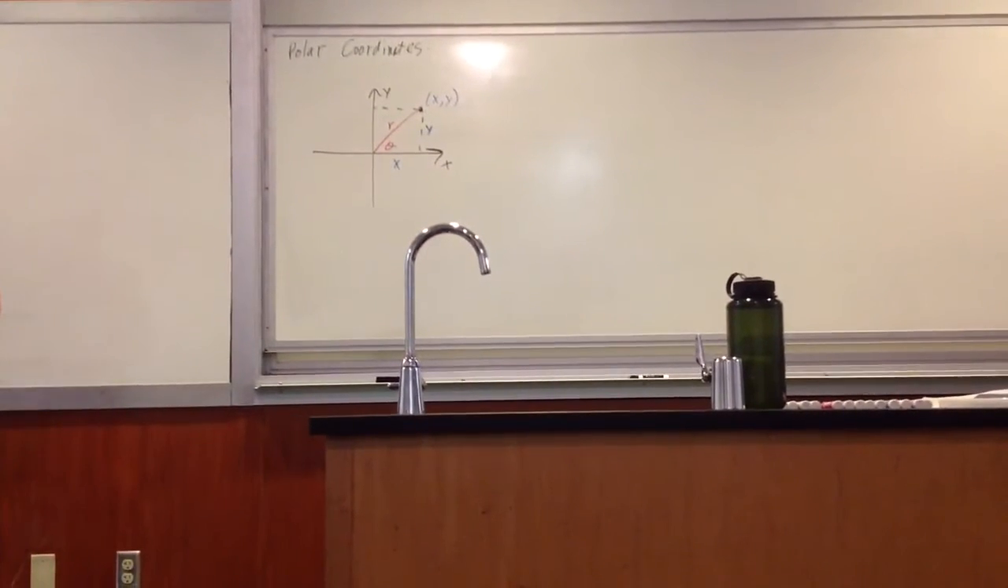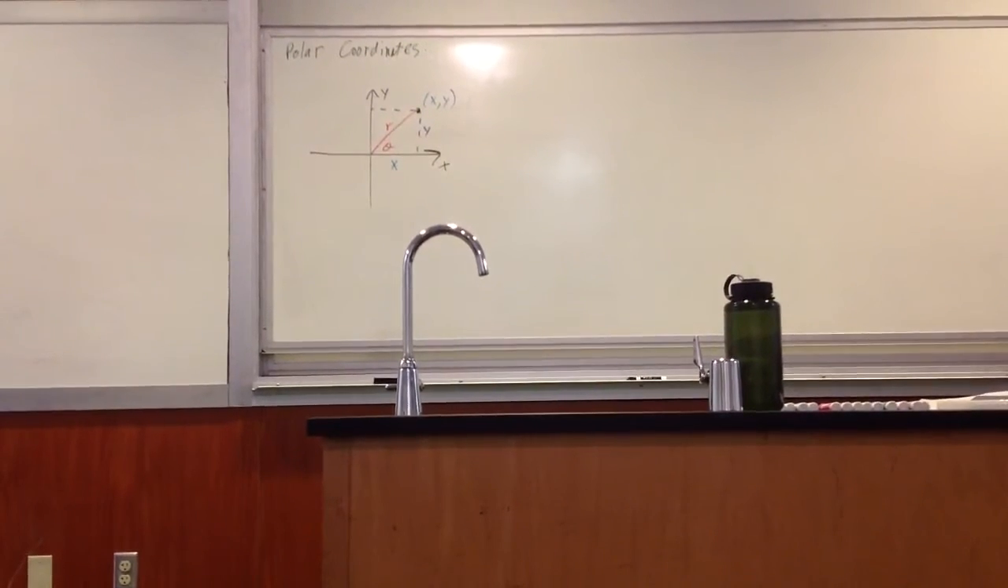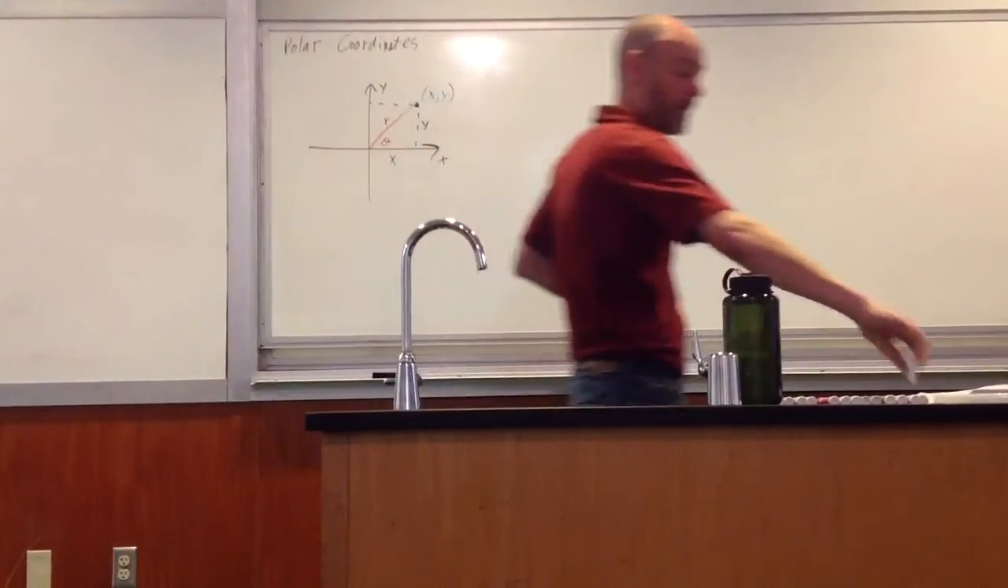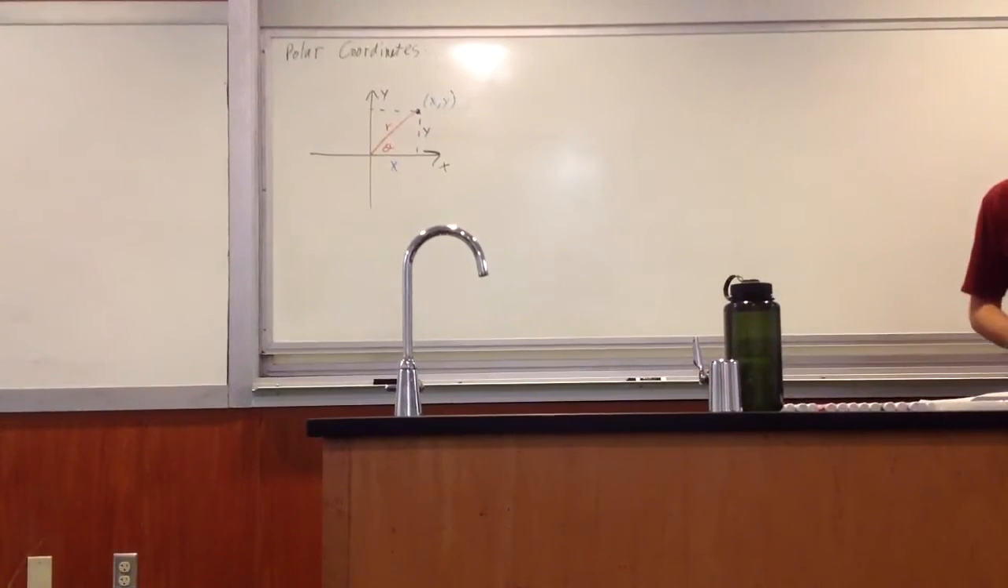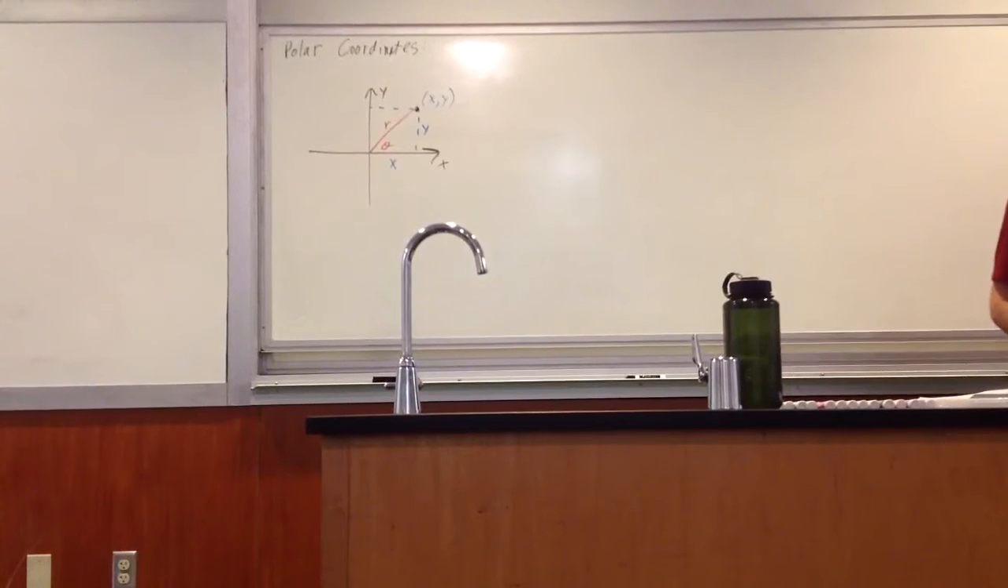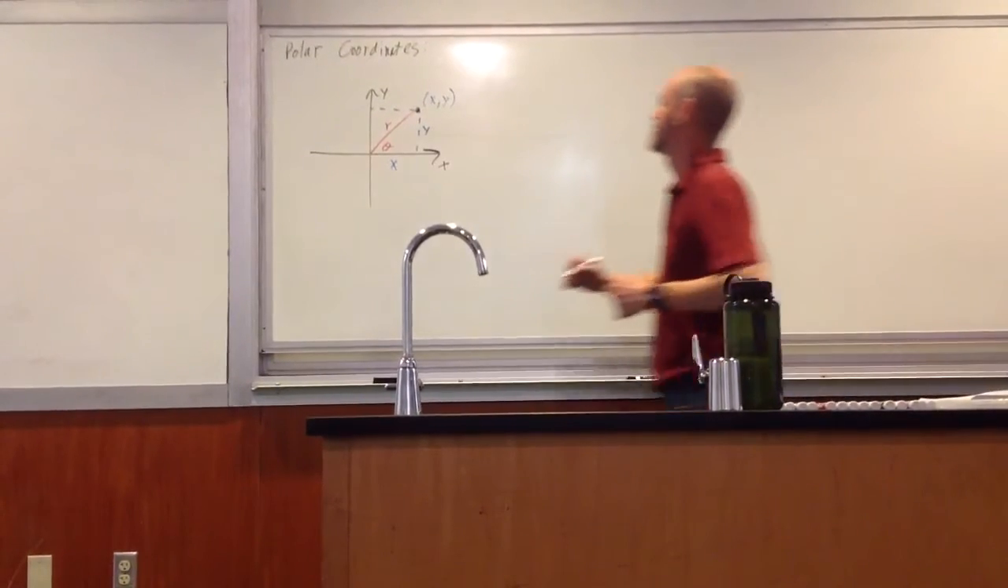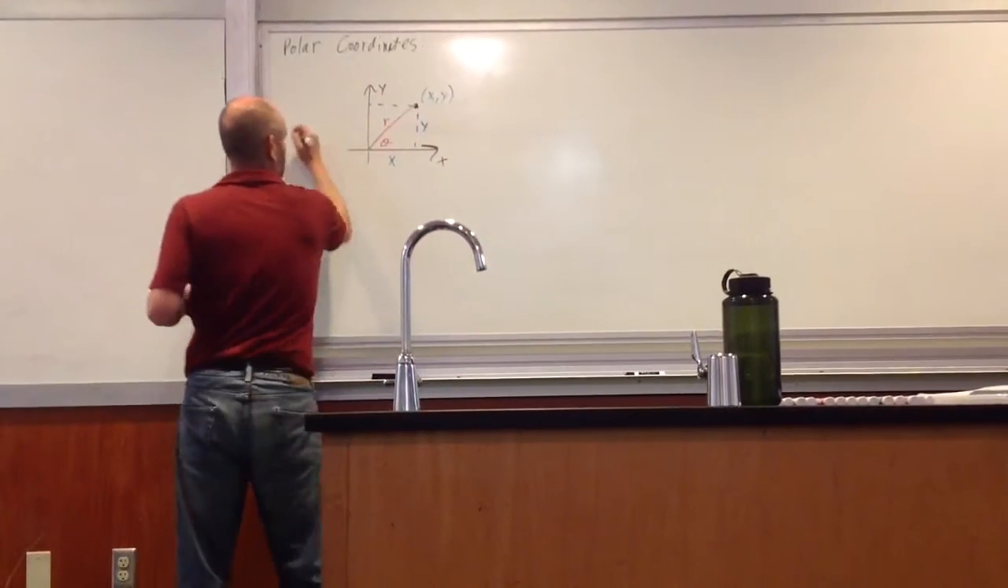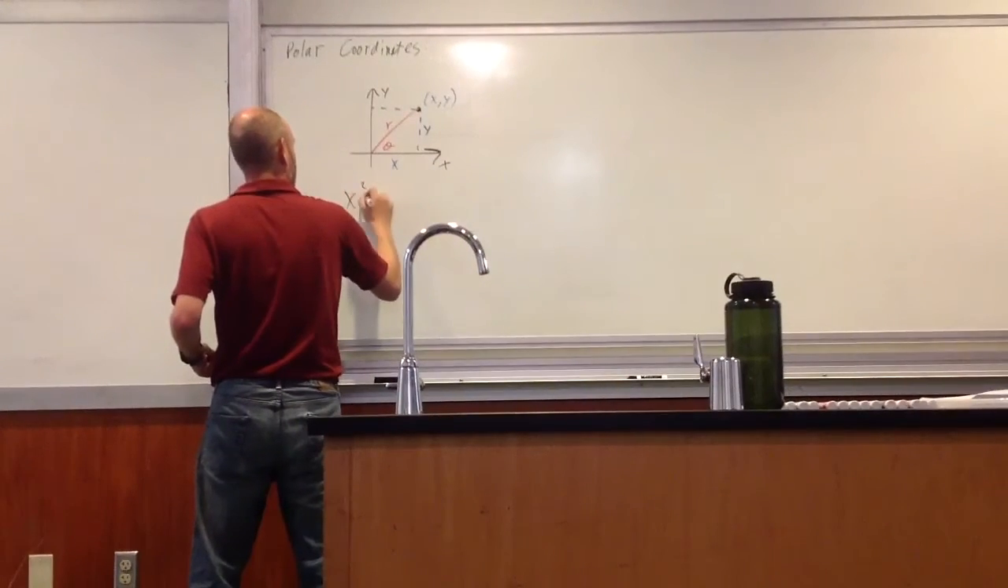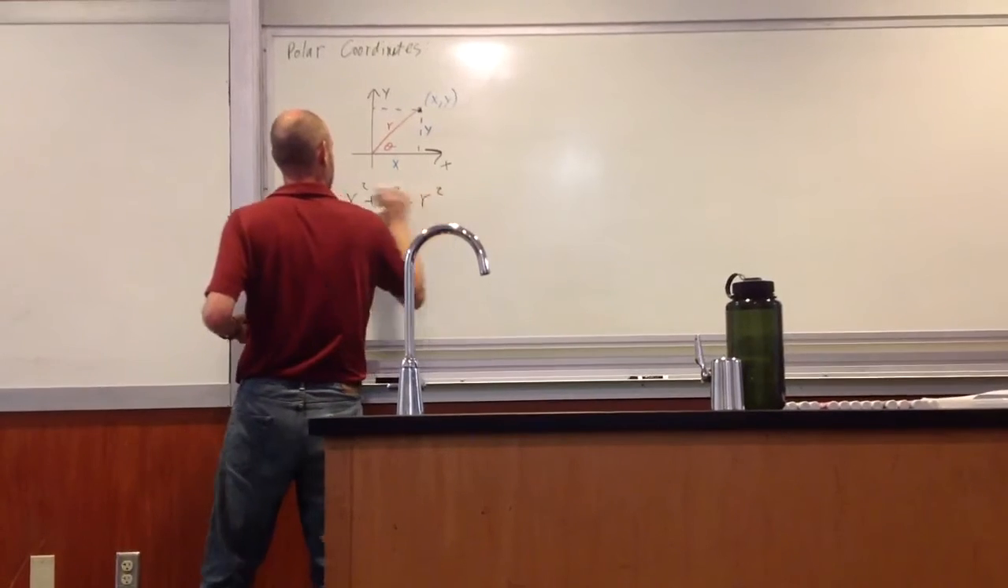Notice it forms a nice right triangle. When we deal with a right triangle, we have all sorts of things that automatically get to jump out at us. Trigonometry comes up all over the place. The Pythagorean theorem is another part of this. Let's start here. I can see that x squared plus y squared is equal to r squared.